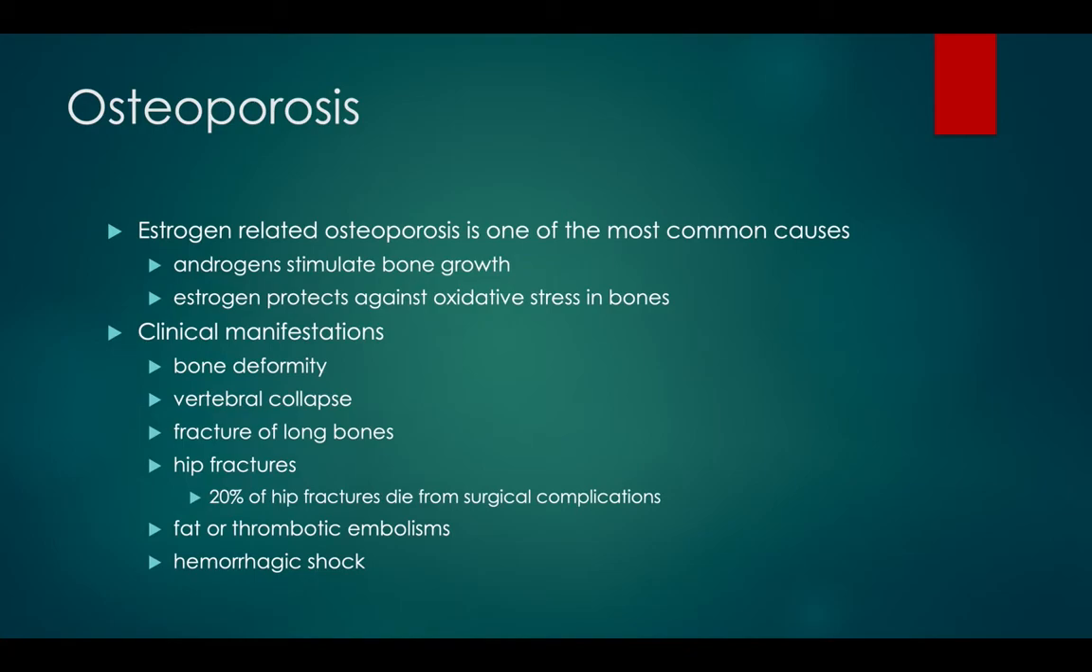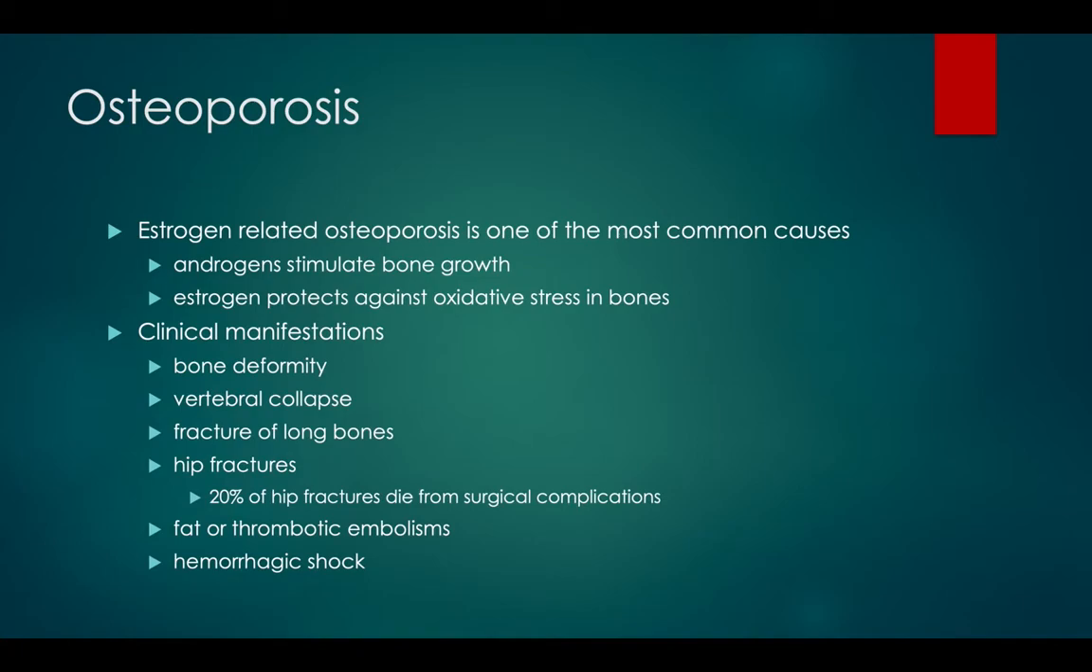Estrogen-related osteoporosis is one of the most common causes. Androgens stimulate bone growth. Estrogen is an example of an androgen. If you have a decrease in estrogen from menopause, then you can get osteoporosis. What estrogen does is it protects against oxidative stress in bone. So not only do the androgens help stimulate bone growth, but they also help protect against oxidative stress within bones.